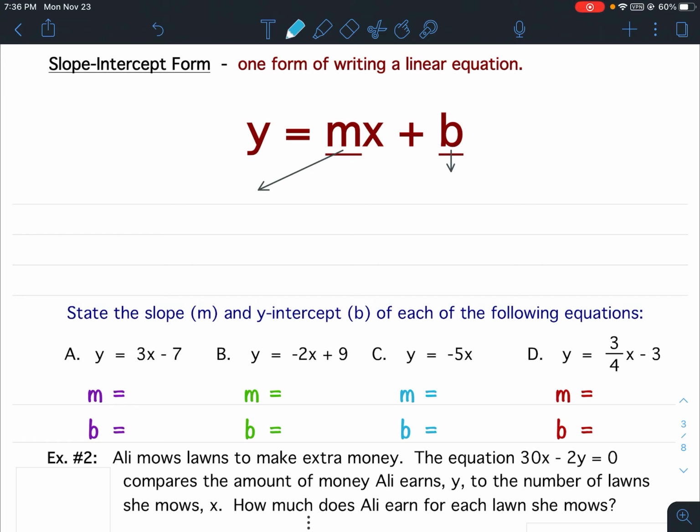What does the m represent? Well, we've already talked about m. M is the slope. And b is your, well, it's called the slope-intercept form because b is your y-intercept. From now on, I'll probably just put y-int for y-intercept. So m is your slope and b is your y-intercept.